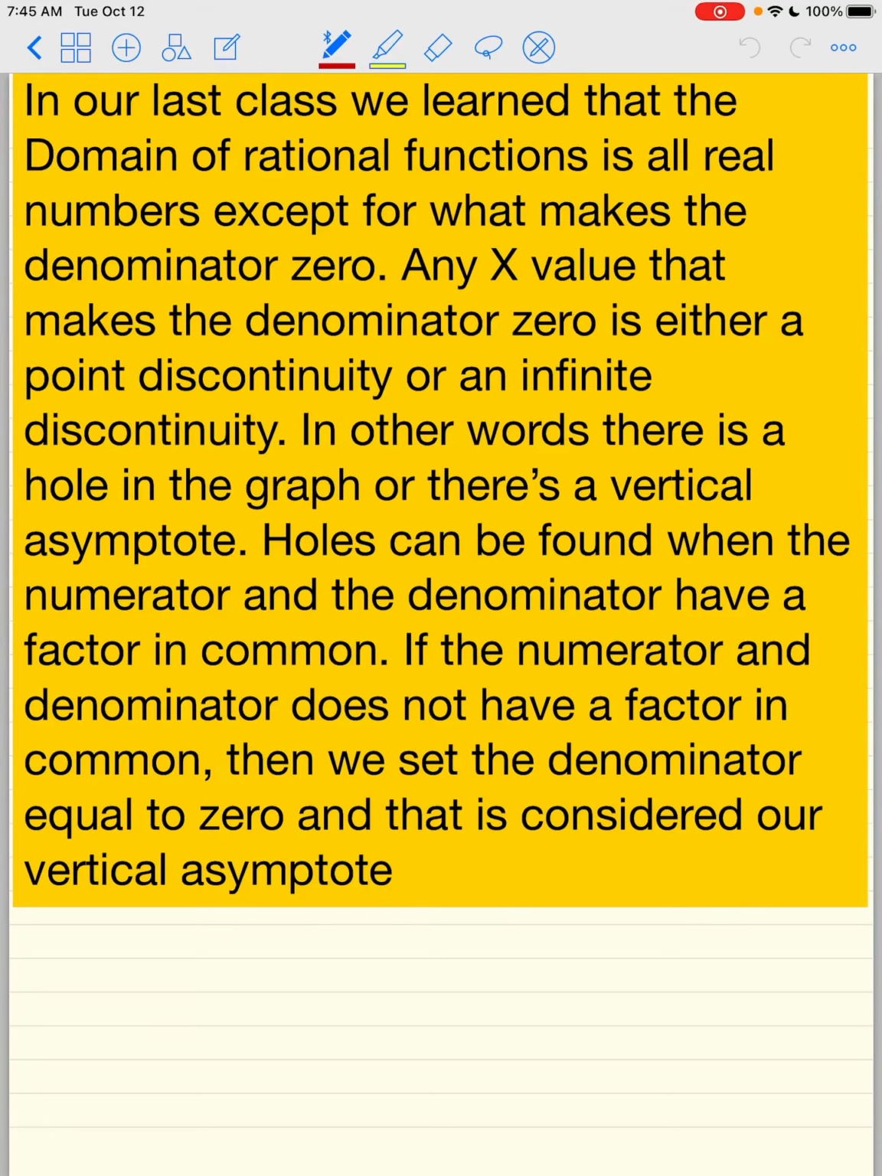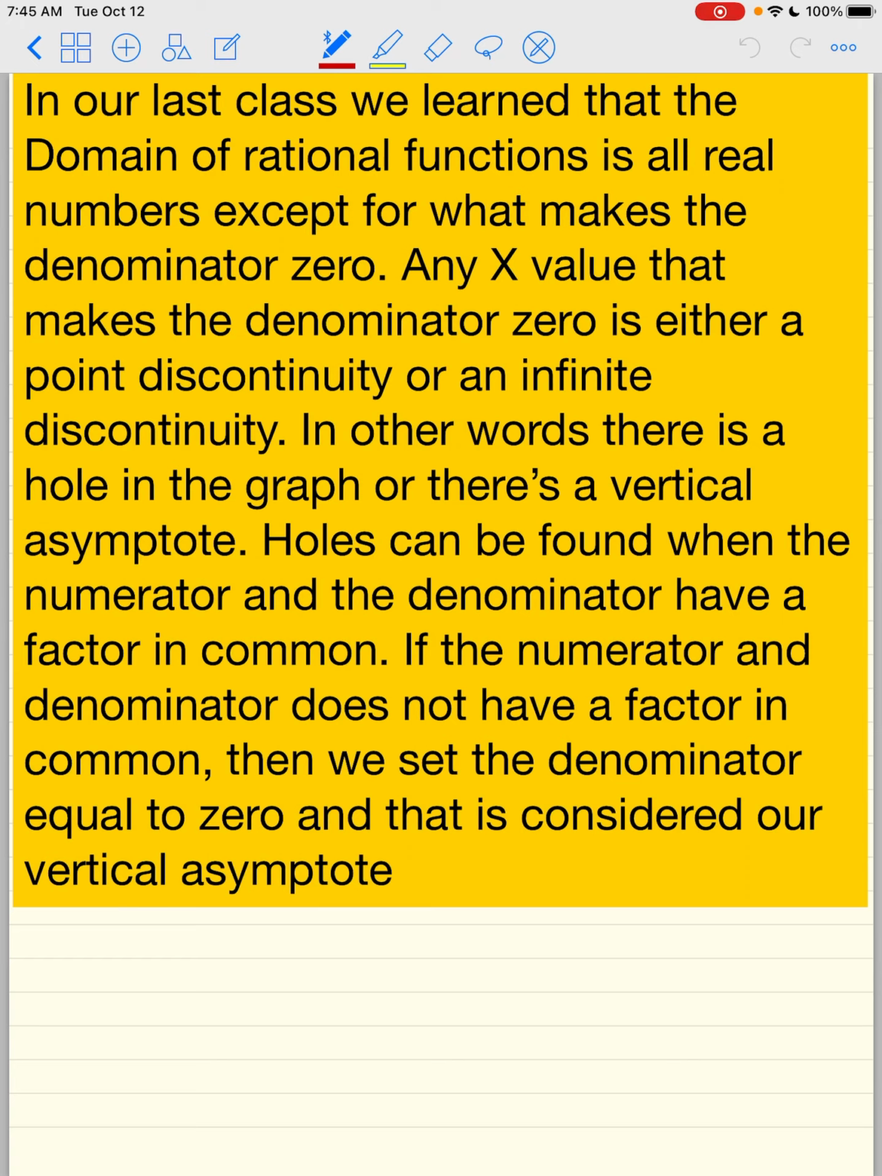Hey guys, welcome back. In our last class, we learned that the domain of rational functions is all real numbers except for what makes the denominator 0. So any x value that makes the denominator 0 is either considered a point discontinuity or an infinite discontinuity. In other words, there's a hole in the graph or there's a vertical asymptote.